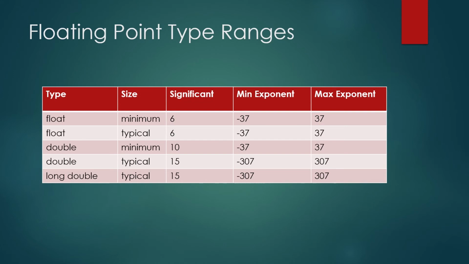Now in the floating point numbers, your average float with minimal representation has 6 significant digits, and its exponent goes from -37 to +37. Typical is the same. A double has a minimum of 10 significant digits going from -37 to +37. A more typical double has 15 significant digits going from -307 to +307 for the exponents. So it now represents much bigger numbers with much higher precision. And then a long double is the same as the typical double.